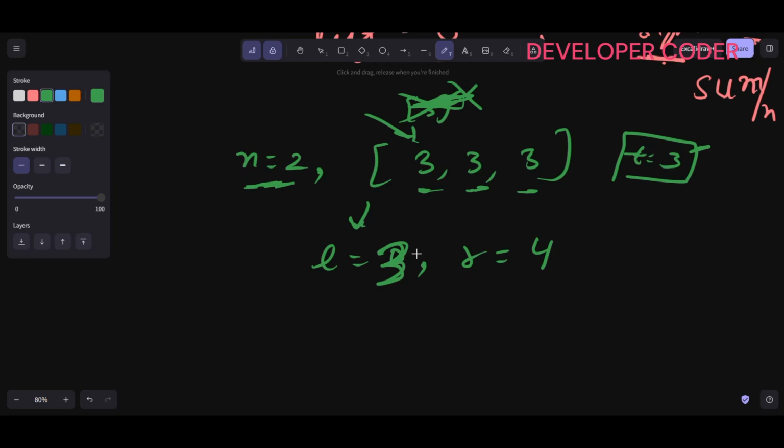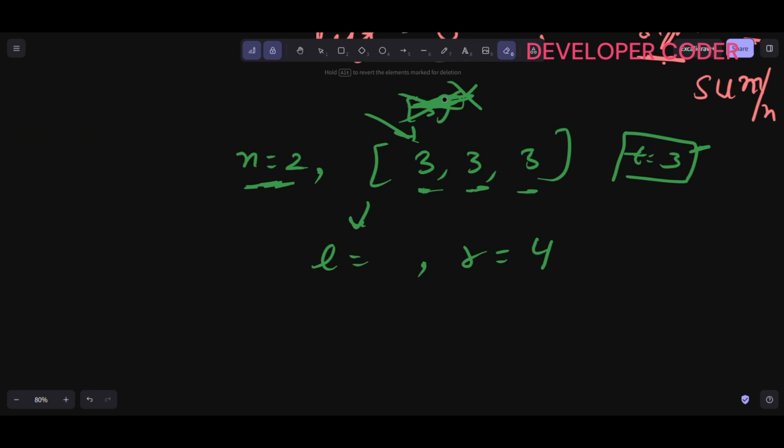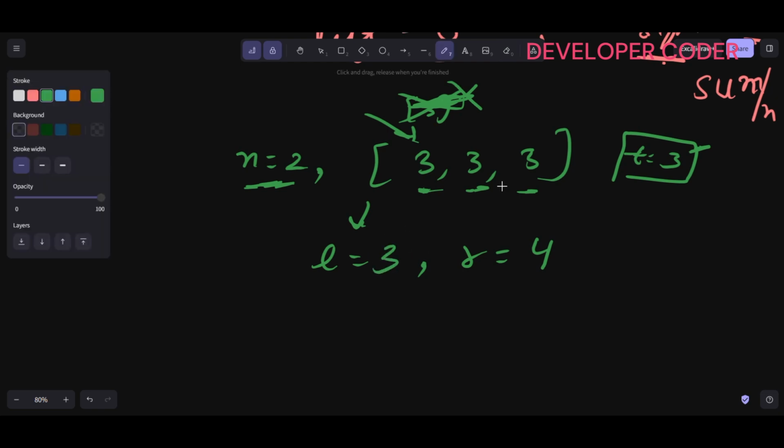Okay, let's take it 3. We can also take 0, no problem. But if you further want to shorten this, you can take the minimum, no issues. Okay, let's take the minimum. Let's try this way then.